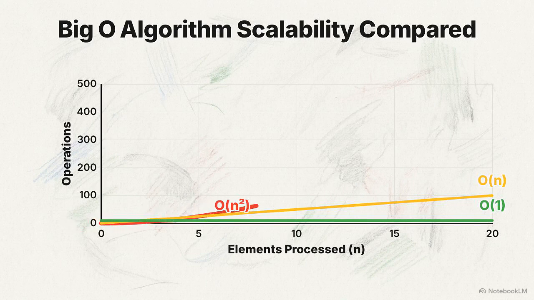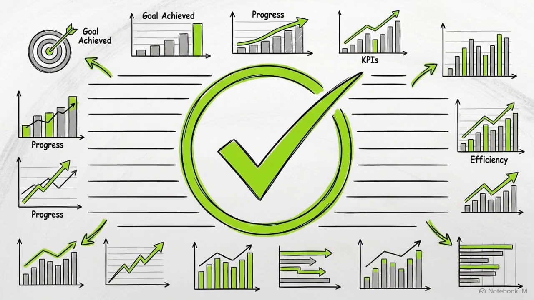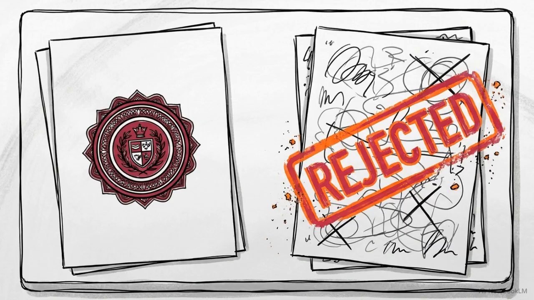But look at the sharply upward curving red line. This represents O of n squared, or quadratic time. Here, operations multiply rapidly, slowing your program down significantly. Choosing an algorithm with constant or linear efficiency instead of one with quadratic time is often the exact difference between passing and failing a technical interview.